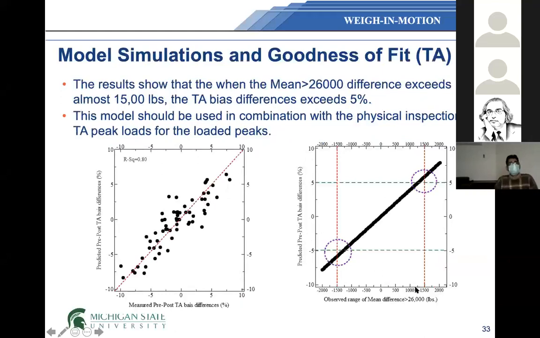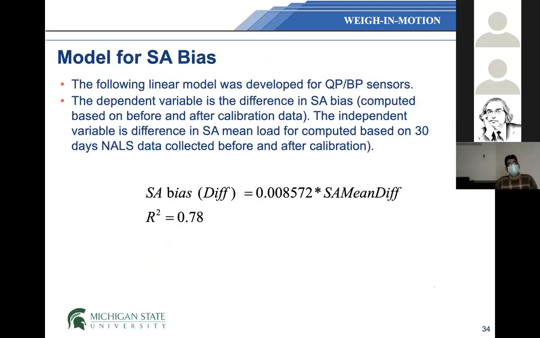So this is telling me if I see a shift in the load spectra for more than 26,000 pounds, which is around 1,500 pounds, I expect there will be a bias of about 5%. So just by looking at the shift of the load spectra, we can see there could be a negative or positive bias. If our shift is on the left side, in that case we will have a negative 1,500. So in that case, our bias will be -5. So that is telling me our sensor will need calibration, because calibration can only remove the systematic error in your measurement. So similarly, we did a model for a single axle.